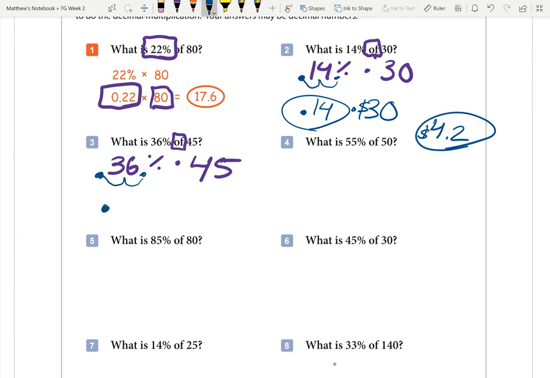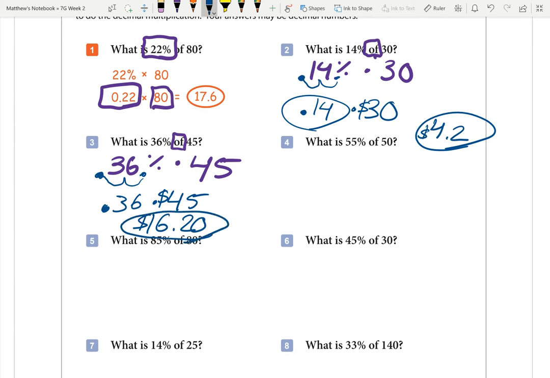And then we rewrite it as 0.36. And then I'm going to type in my calculator 0.36 multiplied by 45 equals 16.2. And again, if we're thinking about this in terms of money, I would take 0.36 or 36% of $45. That saves me $16.20.